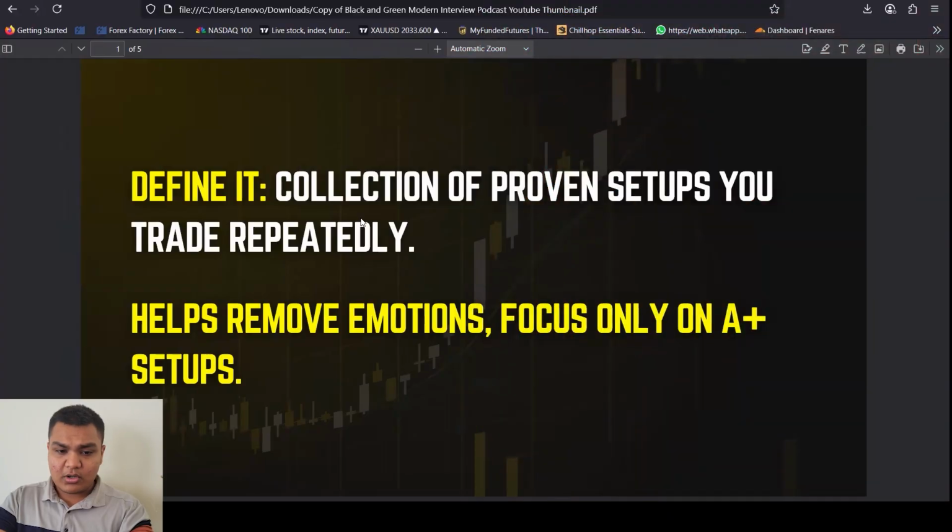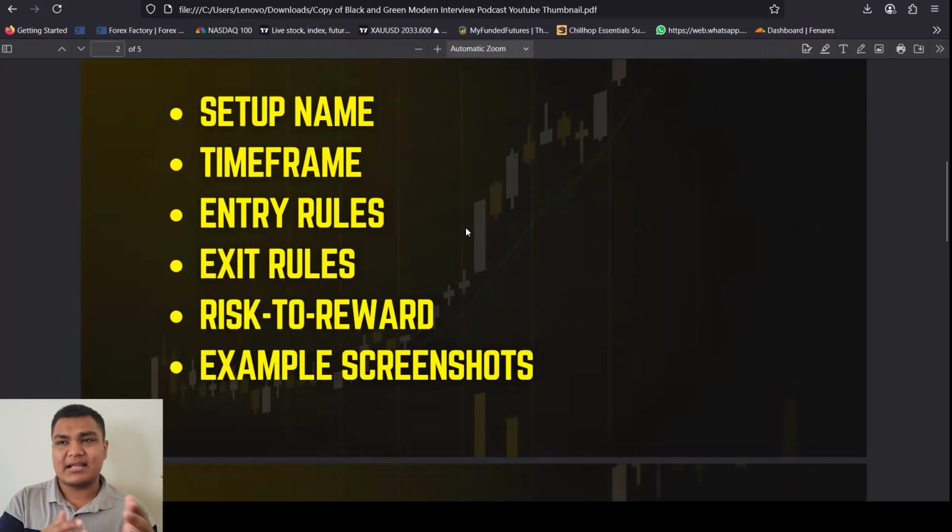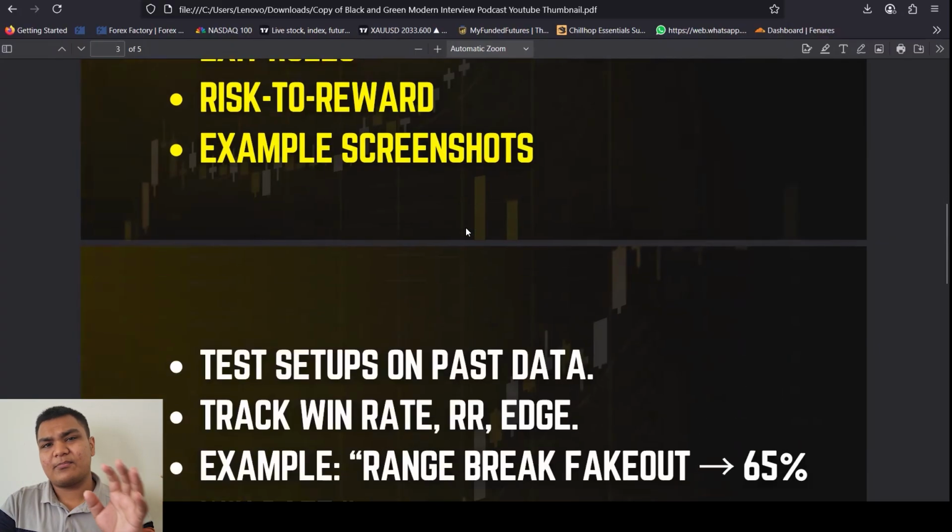Let me just define what a playbook is. A playbook is a collection of proven strategies and setups for yourself which gives you consistent profits over a long period of time, and this helps you build your own edge. A playbook contains a setup name, time frame, backtest, entry and exit criteria, risk to reward ratios, and proven statistics of that setup or strategy, which you already have as backtested and forward tested data. First things first, let's start with the basics of a playbook.